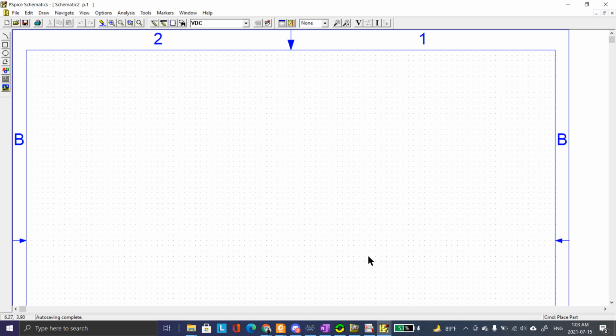What we need is voltage sources, cells. We need 2 of them, and we need resistors. We need 3 resistors. Let's place them here. Rotate this like this. And we need 1 ground. So now I connect this.